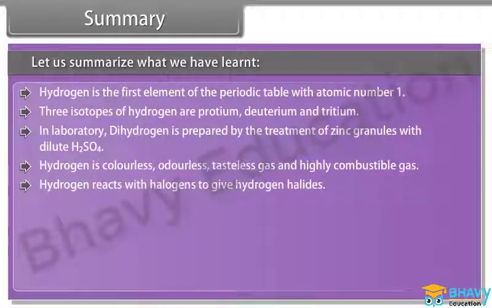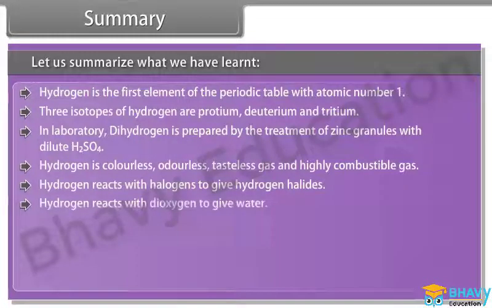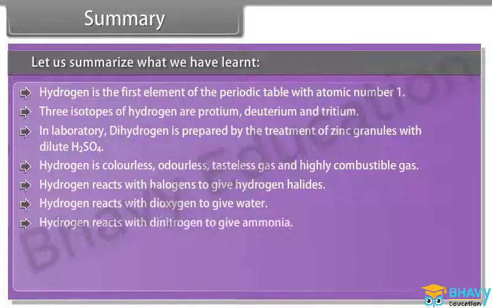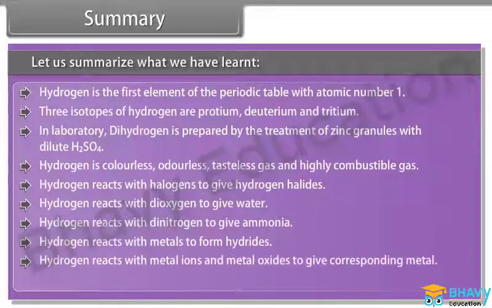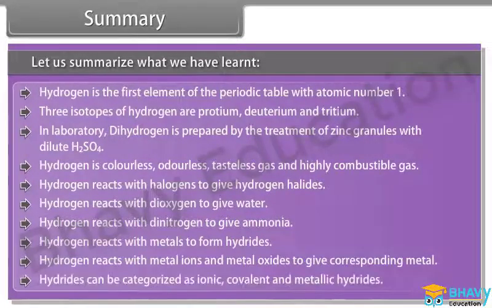Hydrogen reacts with halogens to give hydrogen halides. Hydrogen reacts with dioxygen to give water. Hydrogen reacts with dinitrogen to give ammonia. Hydrogen reacts with metals to form hydrides. Hydrogen reacts with metal ions and metal oxides to give the corresponding metal. Hydrides can be categorized as ionic, covalent and metallic hydrides.